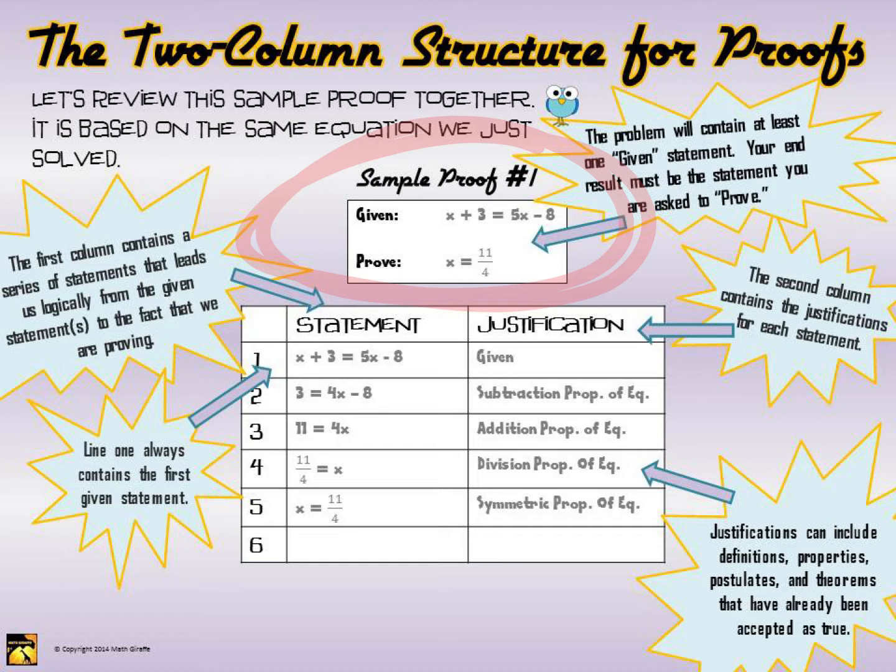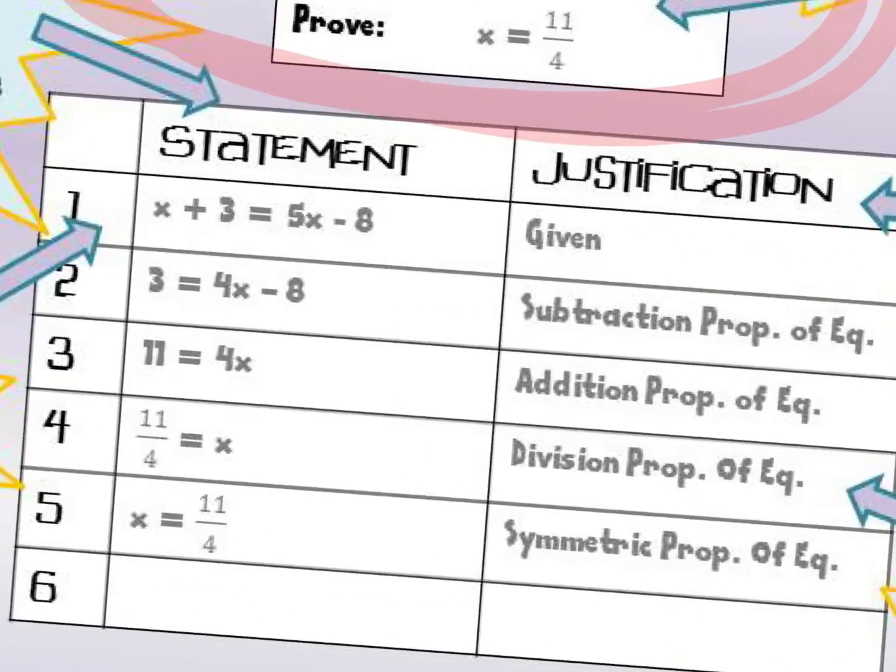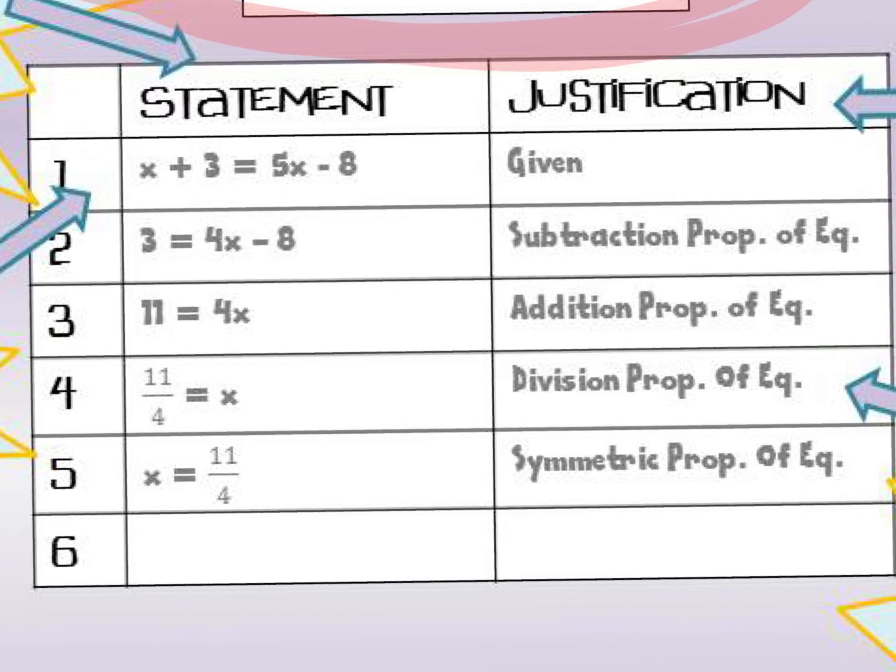Okay, so let's talk through this one. So we were given the equation x plus 3 equals 5x minus 8. So we write that down, and our justification or our reason for that is our given. We were given that information. So you should always be able to figure out line 1. So then line 2. Let me zoom in on this. There we go.